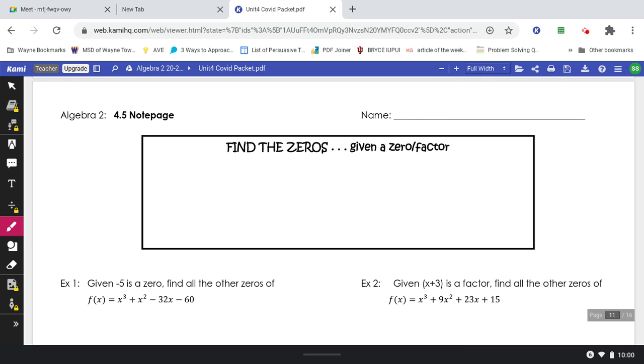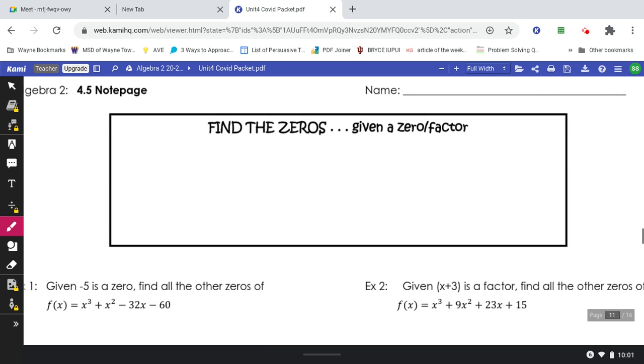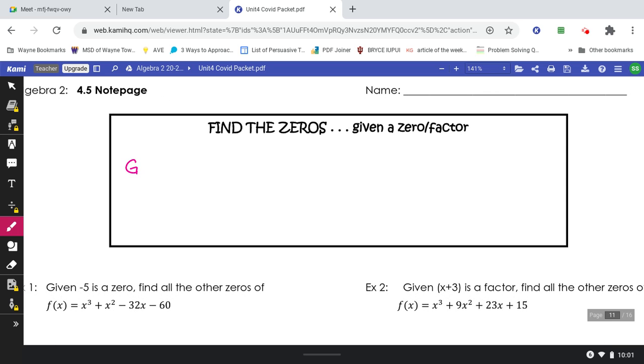These are the 4.5 notes for Algebra 2. We're going to talk about finding the zeros today, if you are given either a factor or a zero. So we'll just take a couple little notes here up at the top to help you remember what to do. If you are given the zero, you are going to use it. Meaning you're going to keep it exactly like it is, not change the sign at all, just use the number.